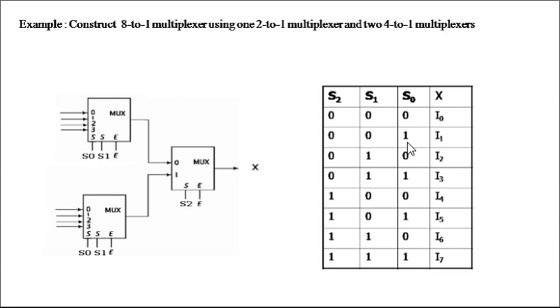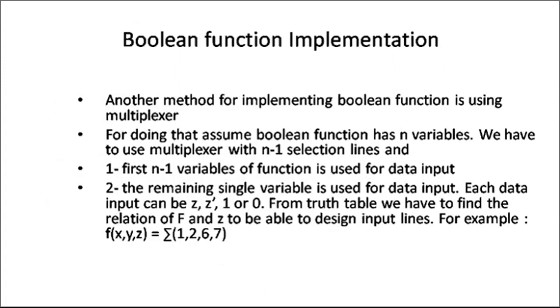All are 0 or 1, it will be decided by the respective multiplexer. If all zeros, it is connected to here, and again S3 will decide, S2 will decide which line we have to route. Okay, so in this way we can implement a constructed 8:1 multiplexer. Now next is your Boolean function implementation.